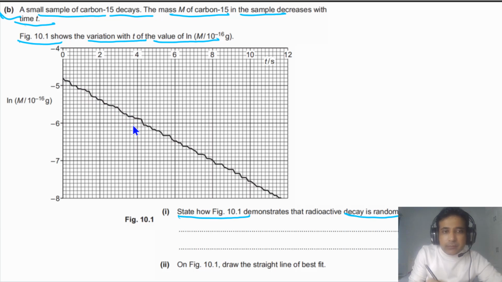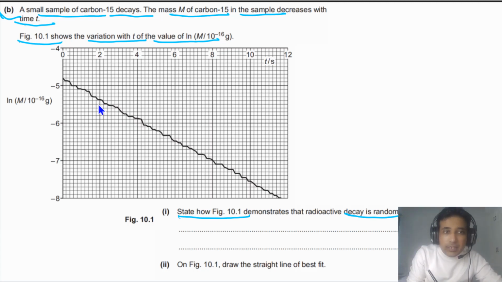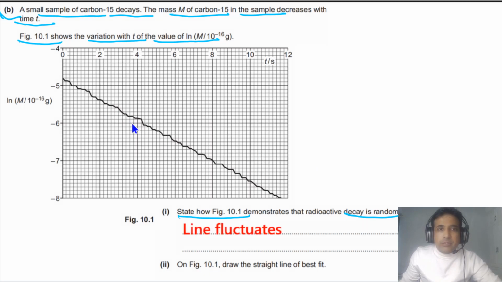If you look at this figure, this line you can see is fluctuating. There are fluctuations in this line. It means that the radioactive decay is fluctuating, so it means radioactive decay is random. We can see this from the line because the line is fluctuating. So simply you can say, as the line fluctuates, it means the radioactive decay is a random process.